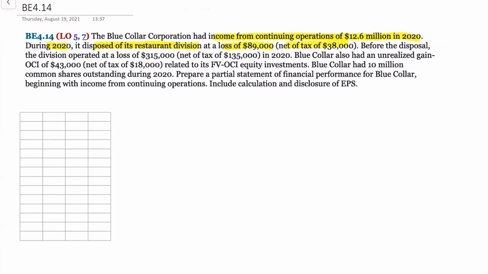But before that disposal, it continued to operate that division also at a loss, net of tax of 135. And then the company had an unrealized gain in OCI of 43,000, also net of tax, related to what's called FV-OCI investments. So an FV-OCI investment is a type of investment where unrealized gains and losses are included in OCI, other comprehensive income. Does anybody remember what an unrealized gain or loss is?